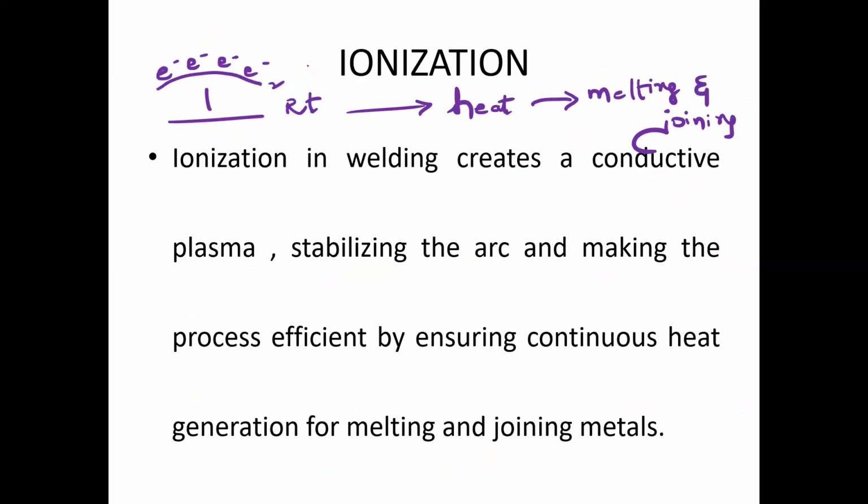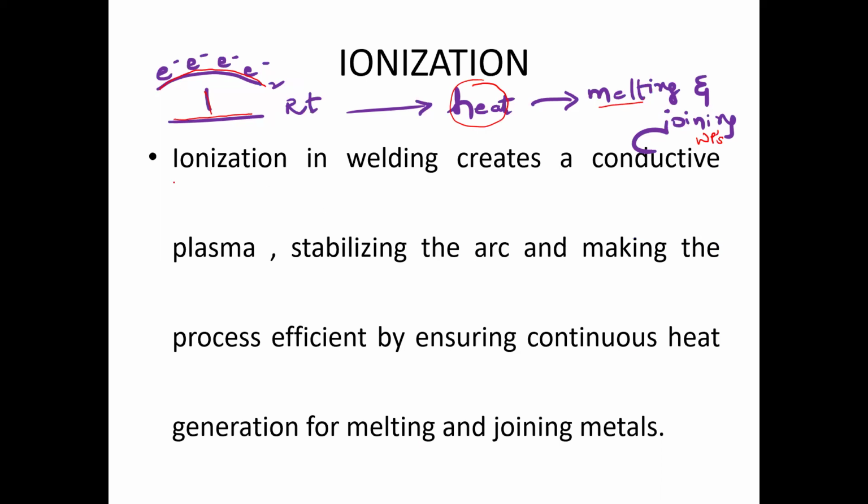Observe this thing. It creates some sort of arc like this, formation of some current path. Free flow of electrons may be called current. That may be called I square RT. There we can have some heat energy. That heat energy is enough for melting and joining the part of which thing? Workpieces. That's it. But in terms of arc welding, there is no need of application of pressure.